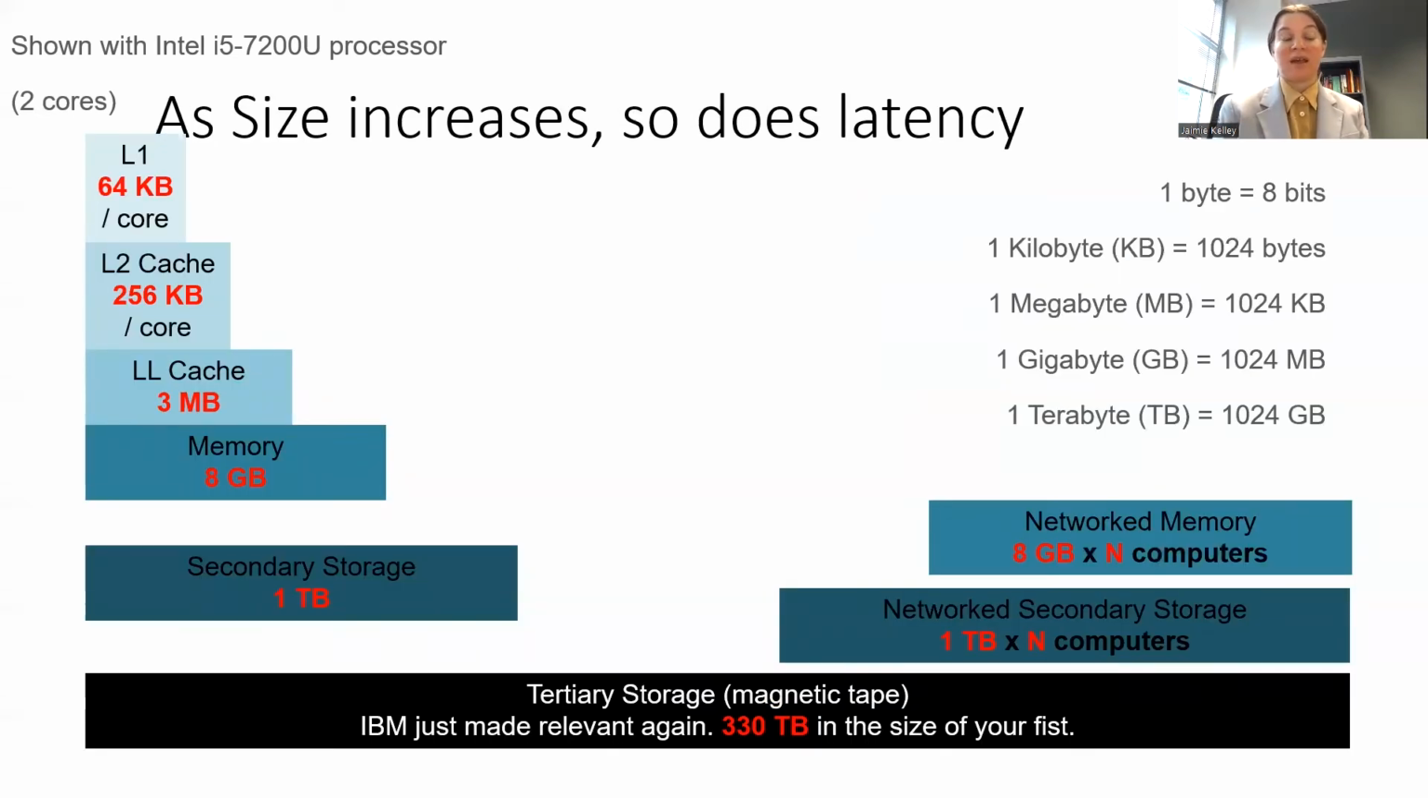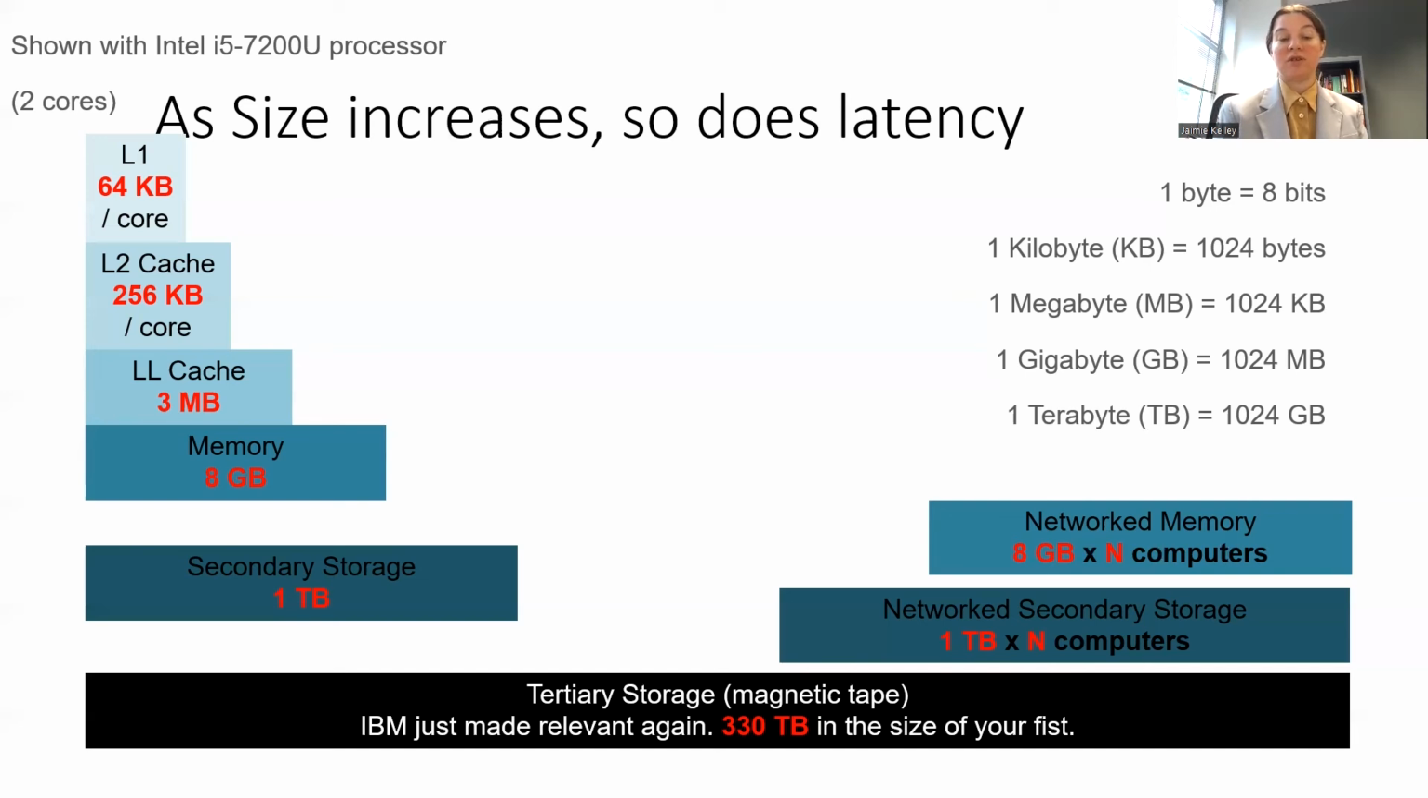But as an example, as that size increases in the amount of data that a certain layer of storage can hold, the latency it takes to reach that also increases. So the level 1 cache is always 32 kilobytes for data and 32 kilobytes for instructions, which as a whole is 64 kilobytes per core. The level 2 cache can vary, but in this particular case, it's 256 kilobytes per core. Last level cache, which is shared between all cores on the processor, in this case is 3 megabytes. And then if we go down to memory, we have 8 gigabytes.